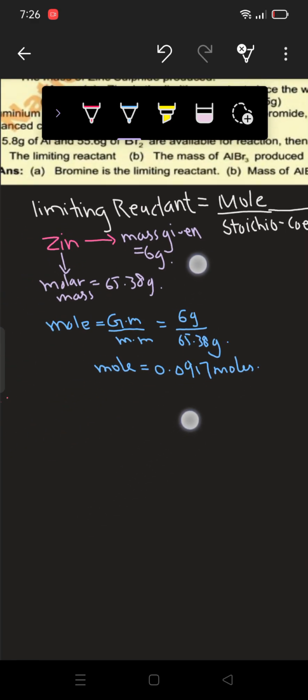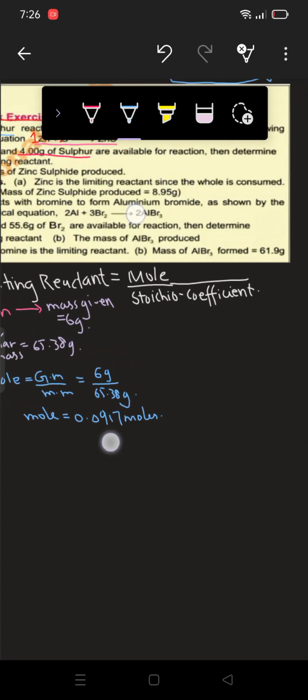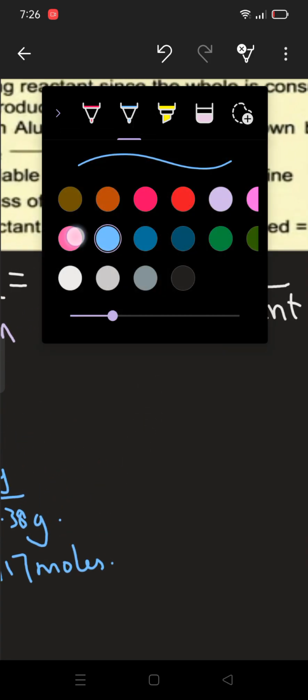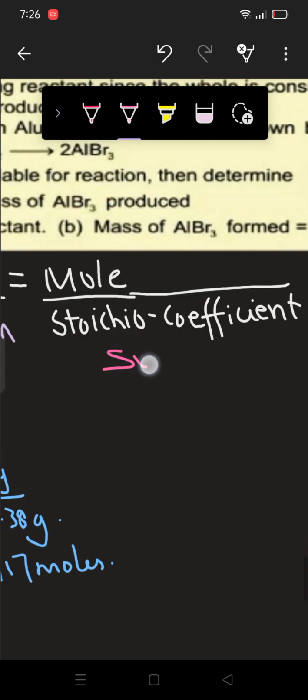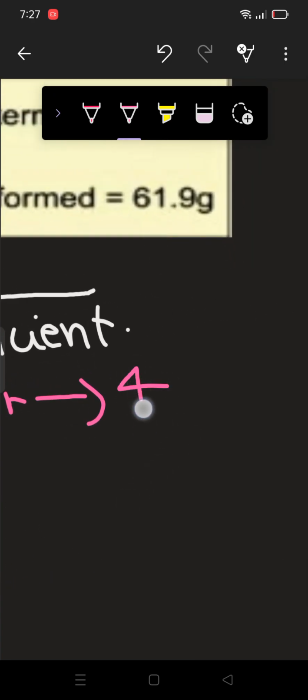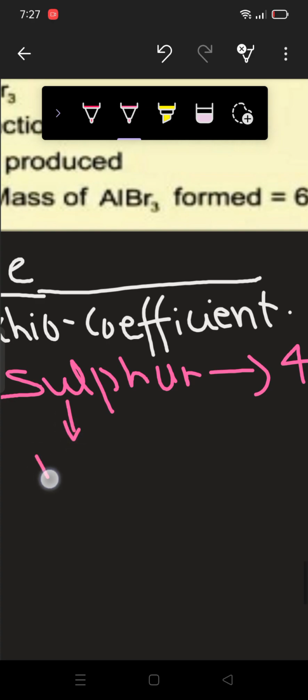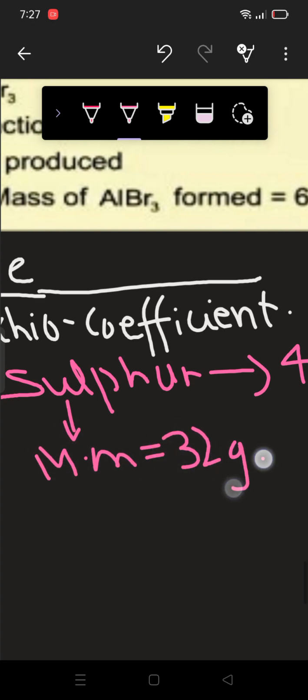Moles. But this is the number of moles we have got of zinc. Now we need to find the number of moles of the sulfur, right? Now we are going to find the number of moles of the sulfur. The given mass they have given in the question is equal to 4 gram, and molar mass of sulfur is 32 gram.